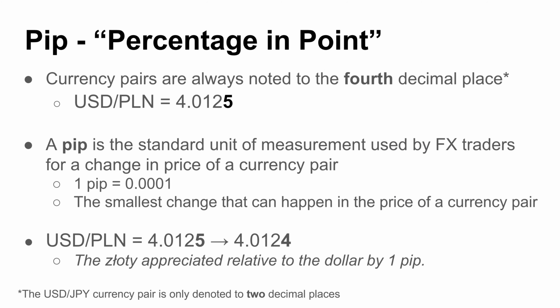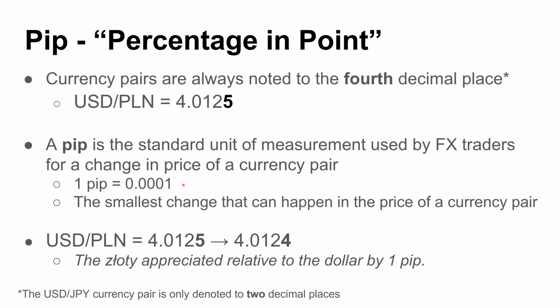So now let's talk about pips, or percentages in point. So it's important to understand Forex lingo to be able to navigate brokerages and trade effectively. So currency pairs are almost always noted to the 4th decimal place, as you can see in this US dollar to Polish zloty currency pair here. A pip, which is an acronym for percentage in point, is the standard and smallest possible unit of measurement used by FX traders for a change in price of a currency pair.